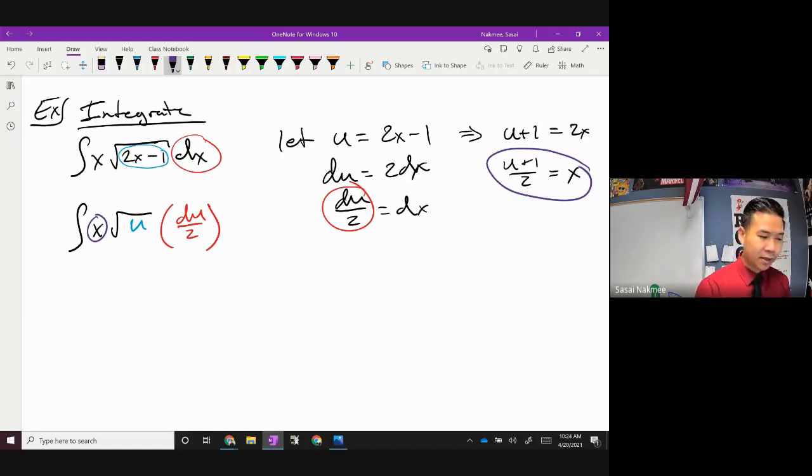Now, I know this seems weird, and I agree with you. Why would I ever consider doing this? And I'll be honest with you, when I first saw this, I would never have thought to try this out. So check this out. x is going to be replaced with u plus 1 over 2. The square root of u, I hope you guys are okay with that, is the same thing as u to the 1/2, times du over 2.